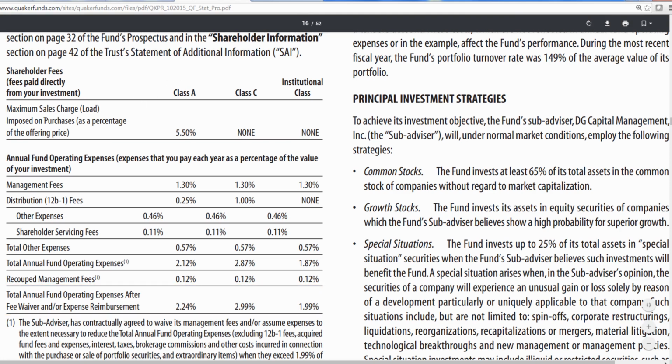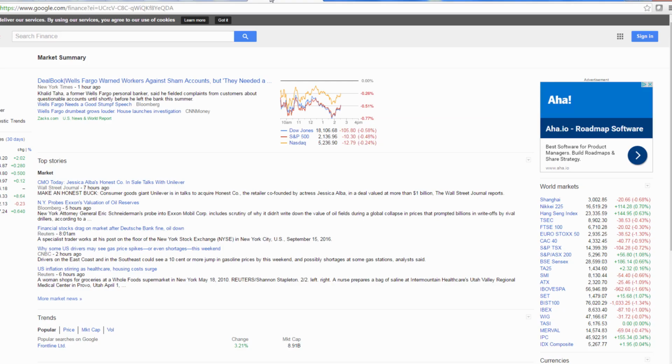Okay, so we dove into these funds pretty deeply, and that's what you want to do. Go into the prospectus and really get deep. But let's say I just want to find information fast. Google Finance, Yahoo Finance, a lot of places have this. I like Google Finance for finding expense information real quick. You can put in the different ticker symbols, or you could just type in the name.